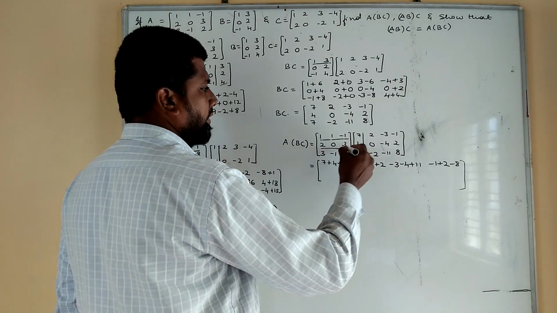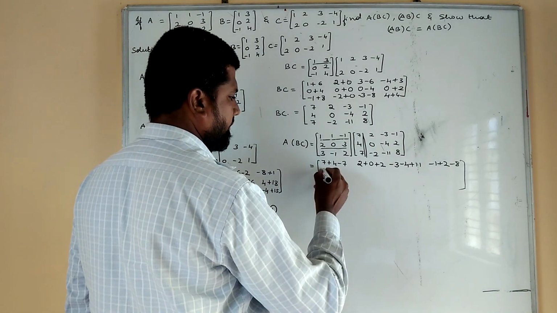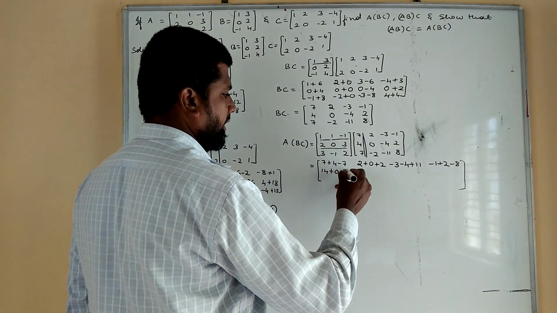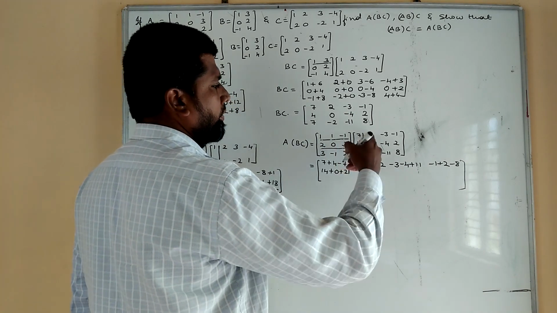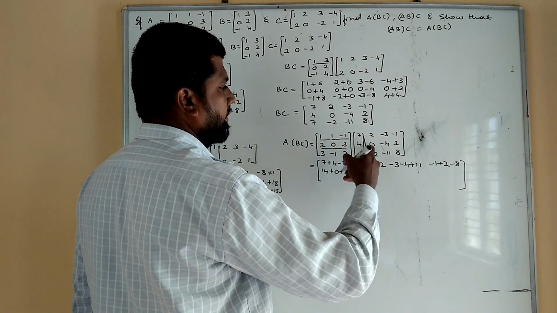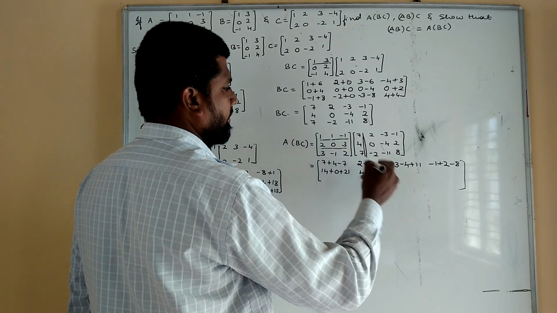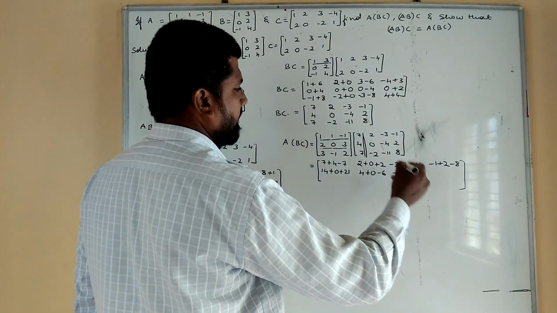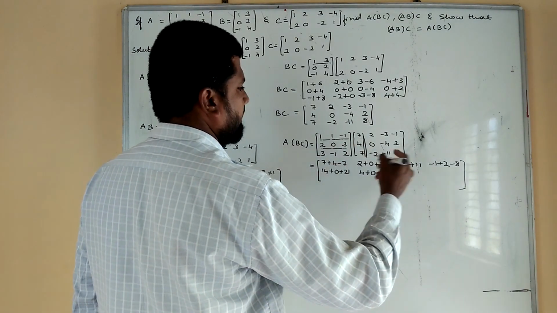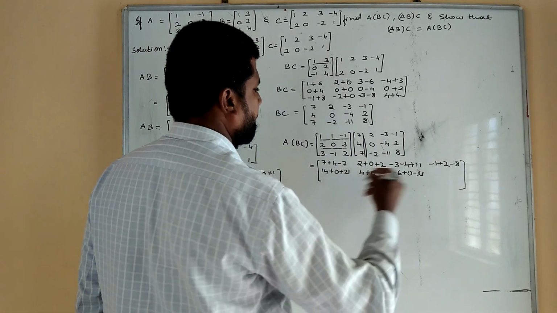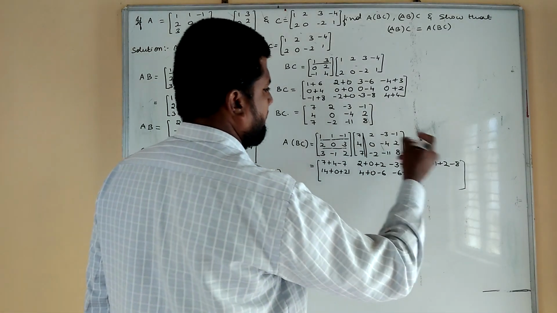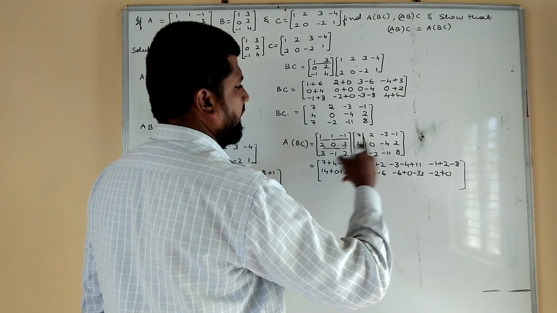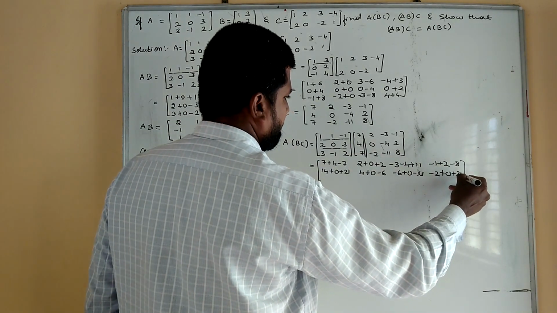So let us go for the second row, first column. 2 into 7 is 14, 0 into 4 is 0, 3 into 7 is 21, 2 into 2 is 4, 0 into 0 is 0, 3 into minus 2 is minus 6, 2 into minus 3 is minus 6, 0 into minus 4 is 0, then 3 into minus 11 is minus 33, then 2 into minus 1 is minus 2, 0 into 2 is 0, then 3 into 8 is 24.